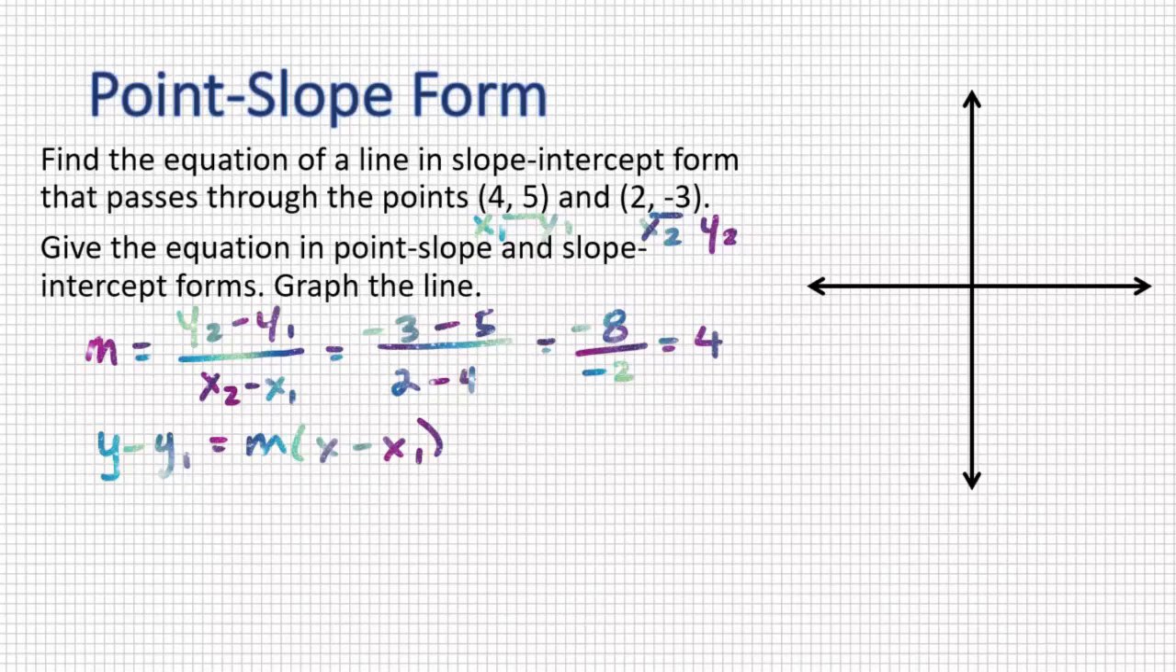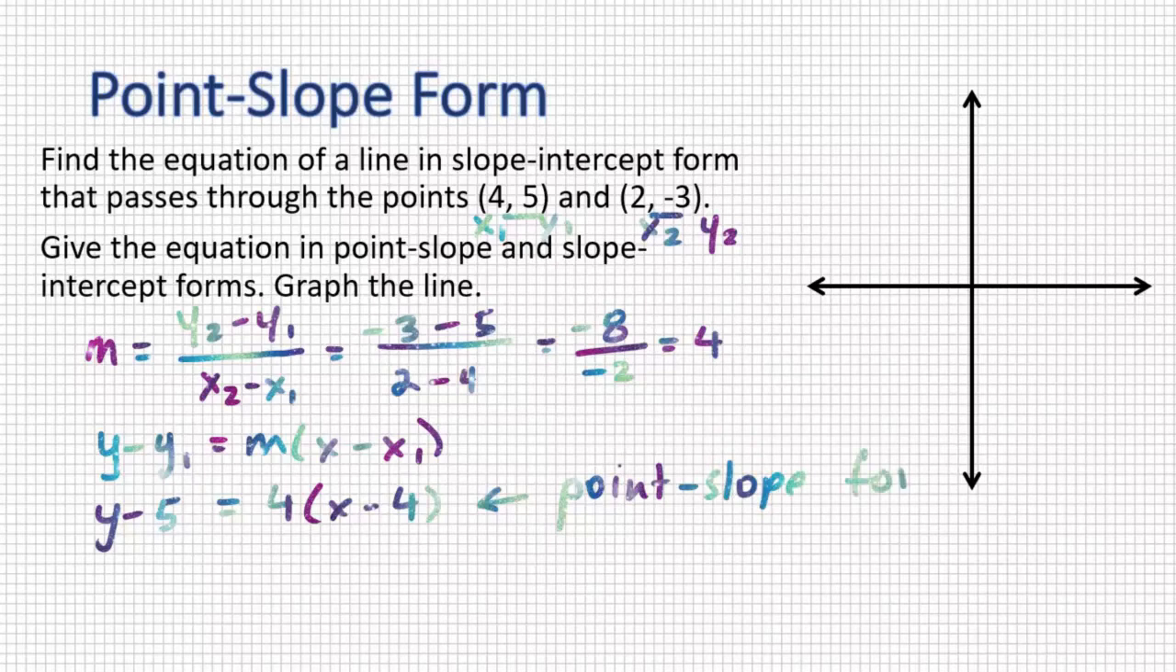And we just calculated m, the slope. So we end up with y minus 5 is equal to 4 times x minus 4. And that's the final answer in point slope form. There's nothing else that we need to do here.